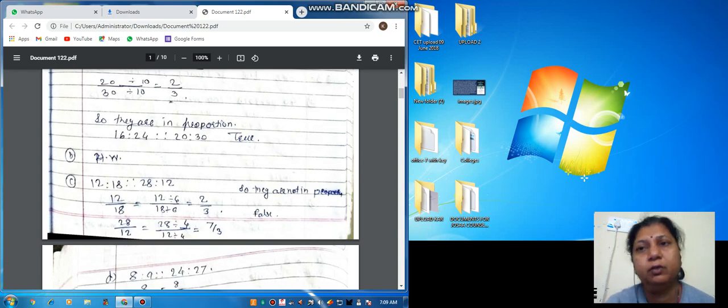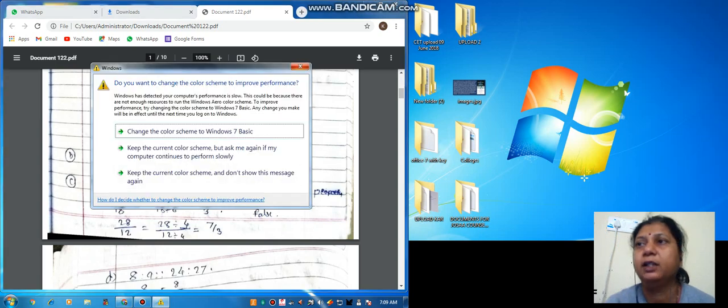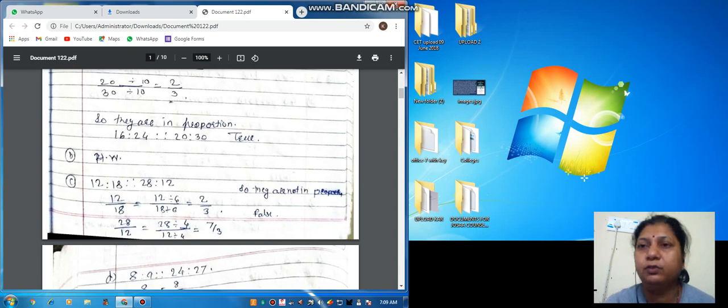Okay. 12 is to 18 are in proportion with. These 4 dots indicate are in proportion with. ये जो 4 डॉट्स दिए है ना, तो उसको हम कैसे रीड करेंगे? आर इन प्रोपोर्शन विथ. ठीक है, फिर से रिपीट करती हूँ. So 12 is to 18 are in proportion with 28 is to 12.